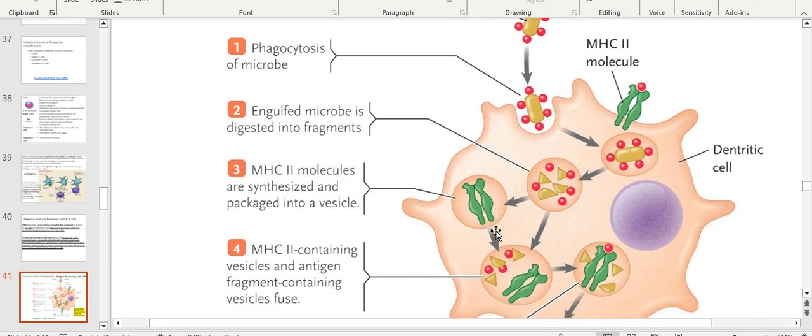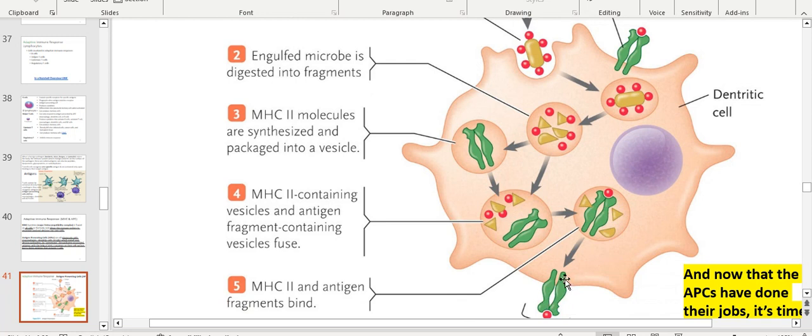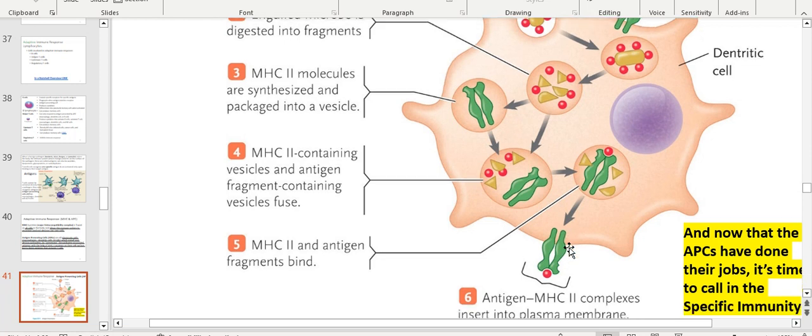These molecules, in combination with the antigen fragments, are put together, and you'll see they fuse together and then are presented on the outside. So it's how these digested bacteria, the fragments, are presented on the outside of the cell. It's with these MHC2 proteins. They're produced here and then displayed on there.